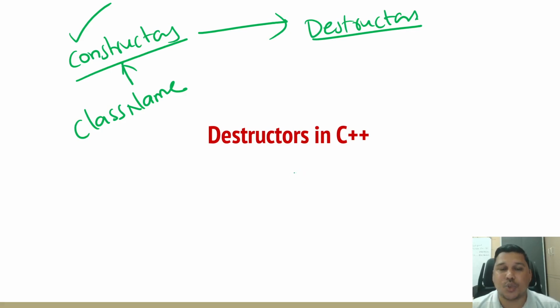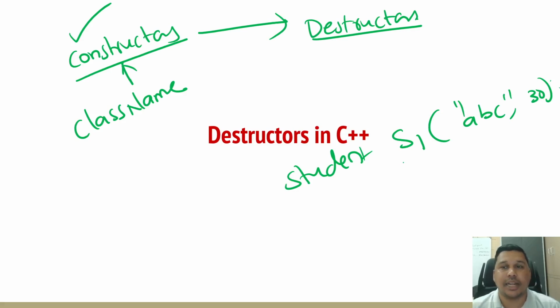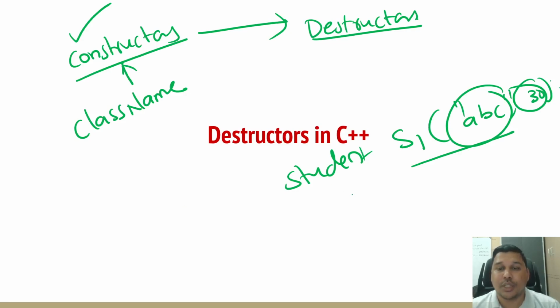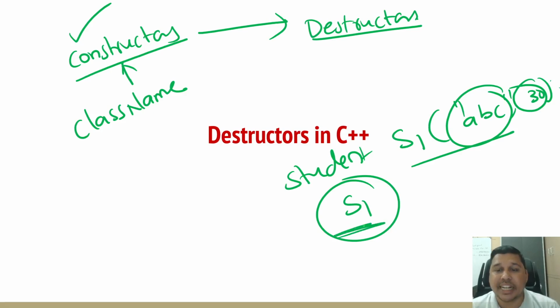See, for the student class, you are creating an object S1 with a name and some age, right? What is happening? A parameterized constructor is being executed, and it is using some memory space. Why? Because this name and this 30 have to be stored and copied. So this object S1 is occupying some memory in your RAM.